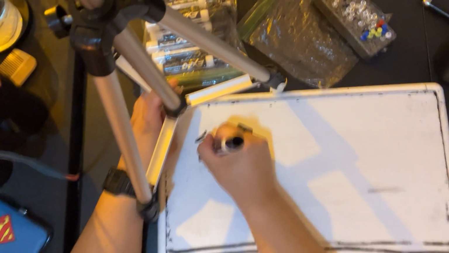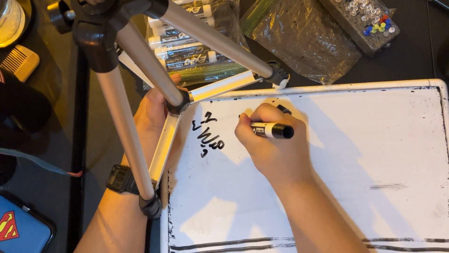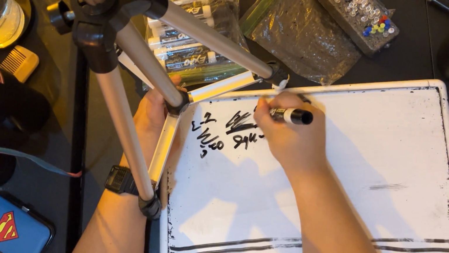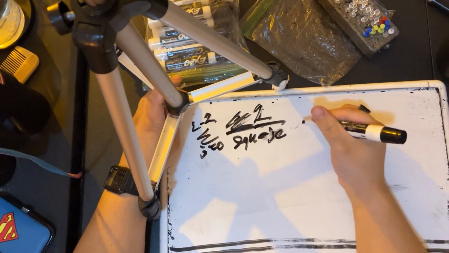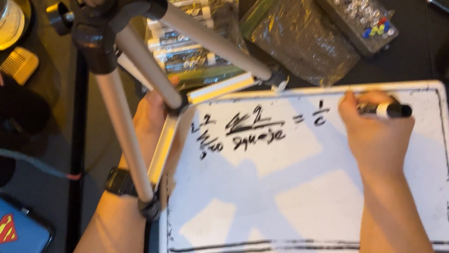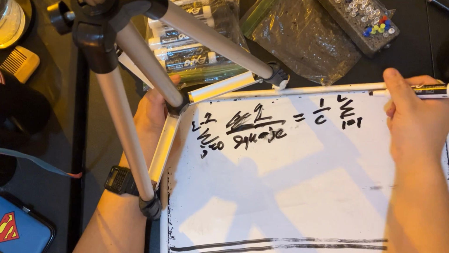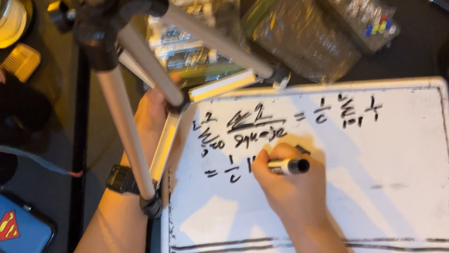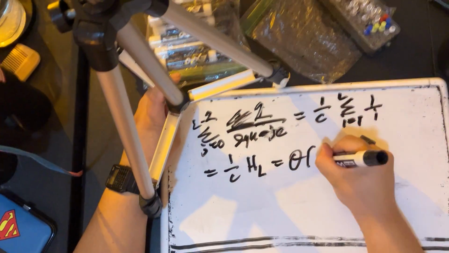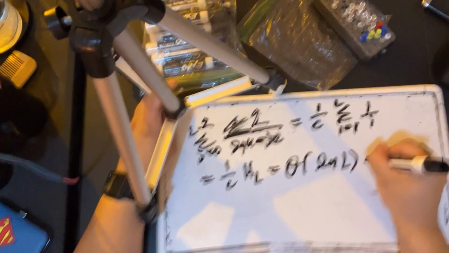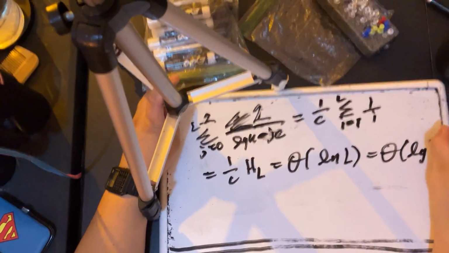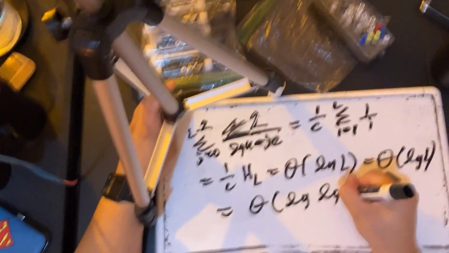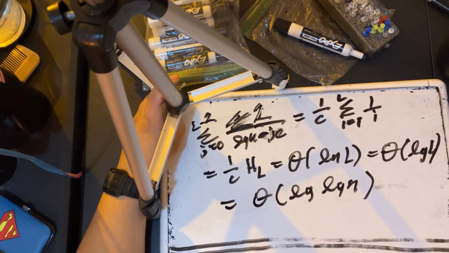Equals the summation from j equals 0 to L minus 1 of 1 over log n minus jc, which is equal to 1 over c of the summation from i equals 1 to L of 1 over i, which is equal to 1 over c times h sub L, which is equal to theta of the natural log of L, which is equal to theta of the log of L, which is equal to theta of the log of n. That's a lot to say.